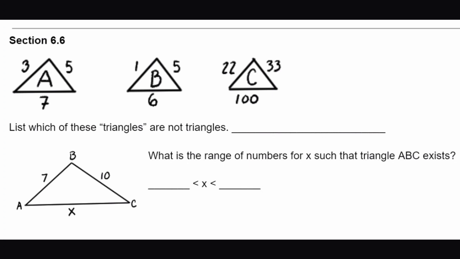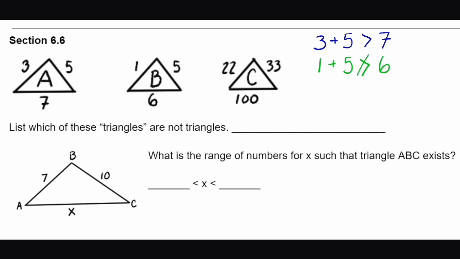Remember, do not trust the picture, trust the numbers. So to figure out if triangle A is a triangle, we're going to take the 2 small sides, add them up, and see if they're greater than the third side. So 3 plus 5 is greater than 8. So triangle A is actually a triangle.